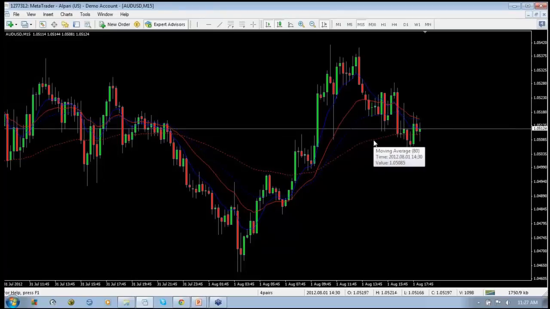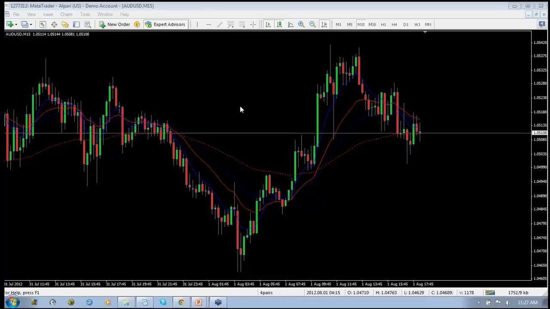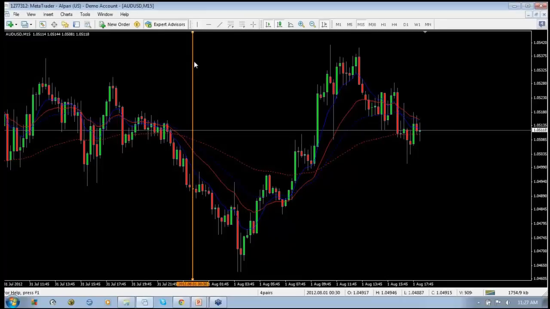Right now we're looking at the Aussie dollar on the 15-minute chart. Okay. Now, what I've got here is the 8-period exponential moving average in blue. That's a blue solid line here. I've got the 20, that's a solid red line, and then I've got the 32 as a dashed blue line, and the 80 as a dashed red line.